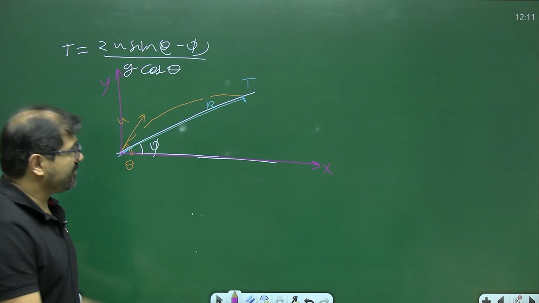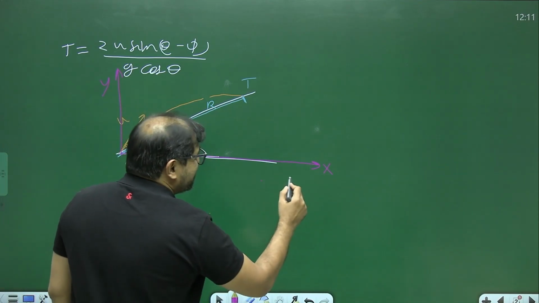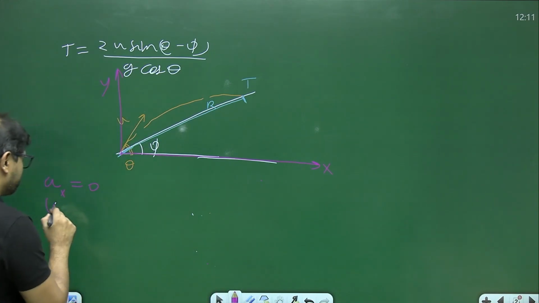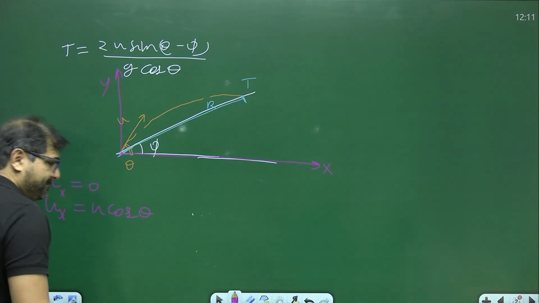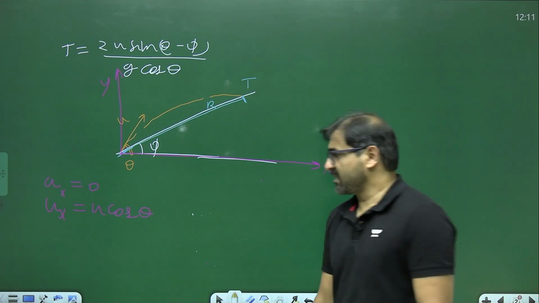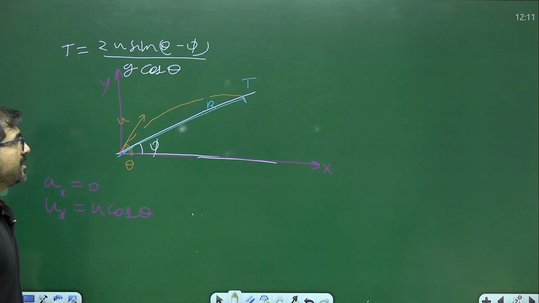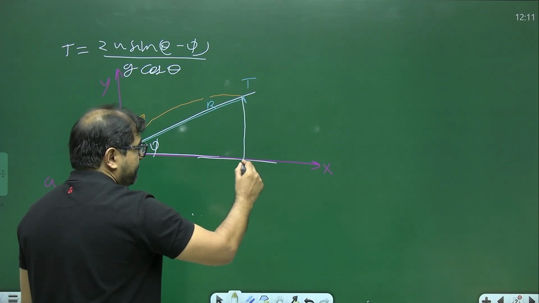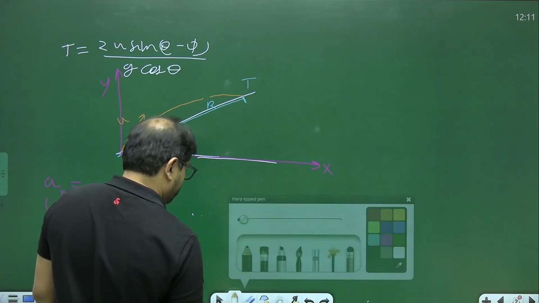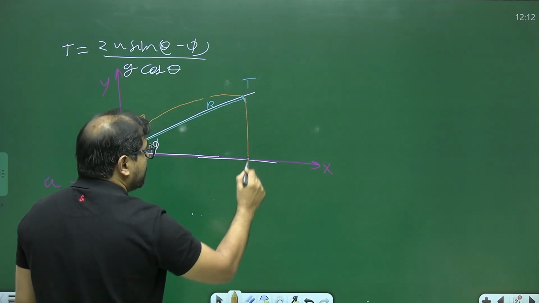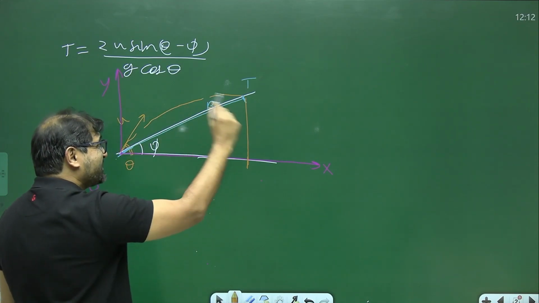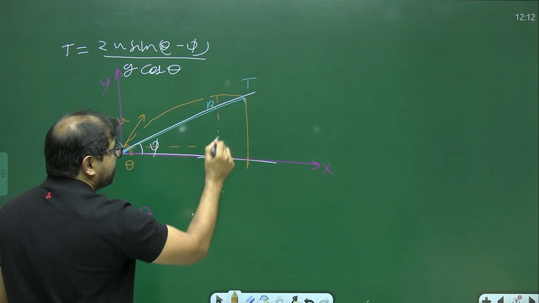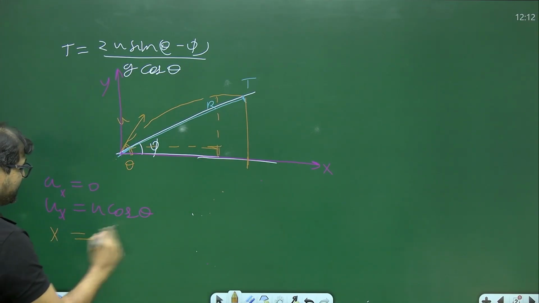What to do? There is another way. If I have taken this as the x-axis, in this x, acceleration is 0, right? And initial velocity is u cos theta. So the projectile is traveling like that, but this x coordinate is varying simply as u cos theta into t.